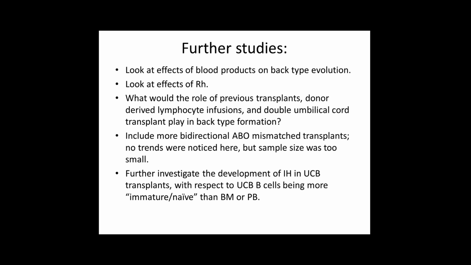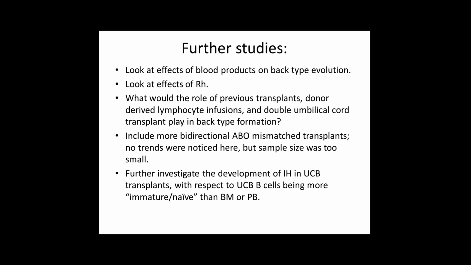And then this is a very interesting phenomenon. I would like to investigate the development of isohemagglutinin status in cord blood transplants with respect to B cells in these products being more immature or naive than bone marrow or peripheral blood products. We know that in babies, they do not develop a back type until about 6 months of age. In other words, they don't have anti-A or anti-B. They develop those as they get older, and their immune system gets more antigenically stimulated by, for example, GI flora, etc.